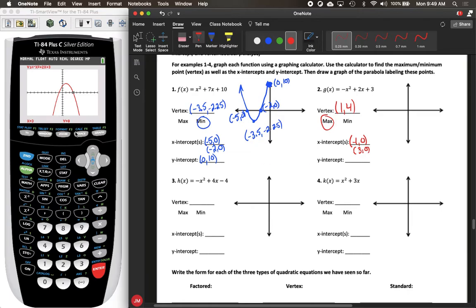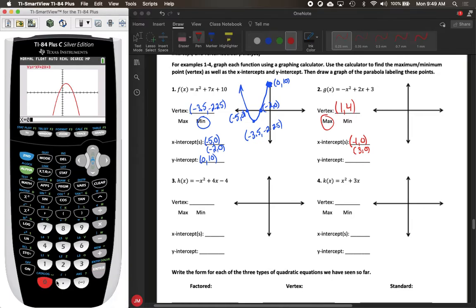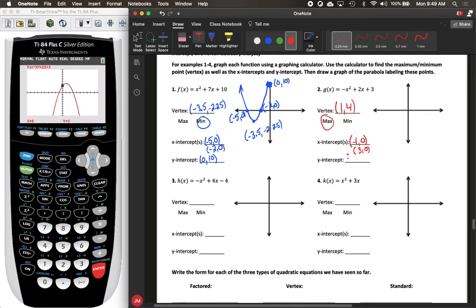If they don't give you 0, or if you guess and it's not right, then you're going to still have to use the zero function from second calc. Now remember, for y-intercept, that's always where x is equal to 0. So if I type in 0 for x, that's going to be at 0, 3. So that would be our y-intercept.